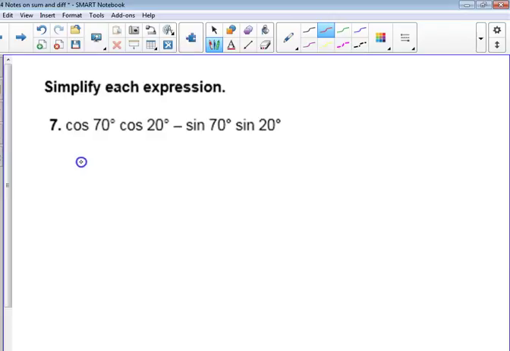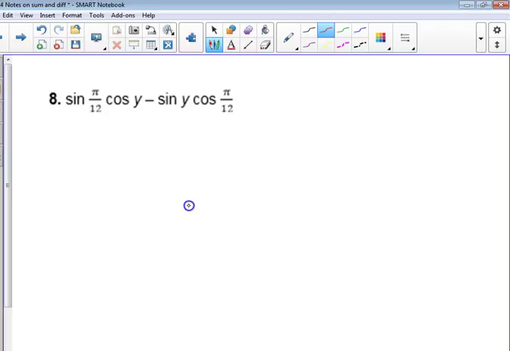All right. What about this one? Cosine, cosine minus sine, sine. Oh, we have to add, which is 0, isn't it? But you can leave it as cosine of 90.